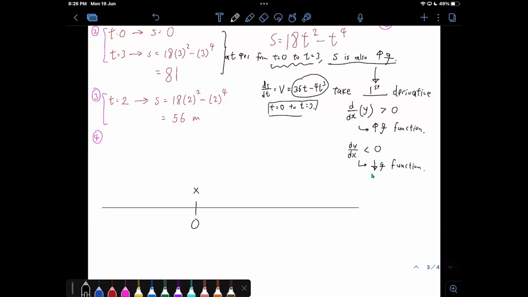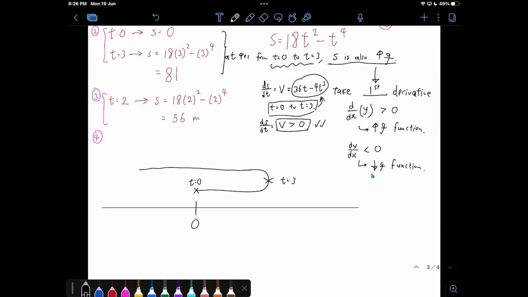Okay, sub these in and you realize v is always more than 0. If v is more than 0, which is the first derivative of s, that means that s is an increasing function from t equals 0 to 3. All that means is that you can just move in one straight line until you hit this point here when t equals 3. This one is t equals 0. And then you continue moving in the other direction.